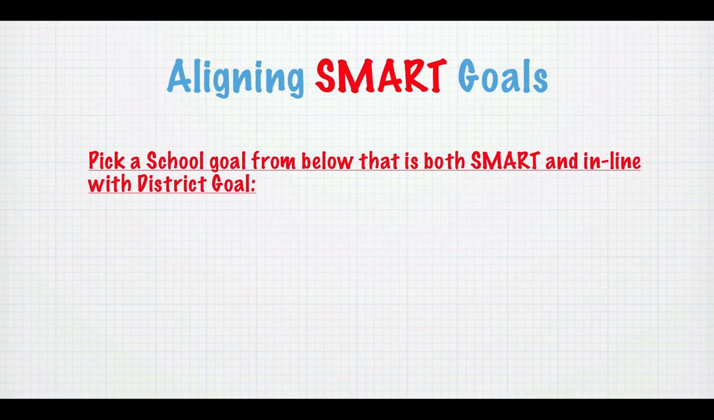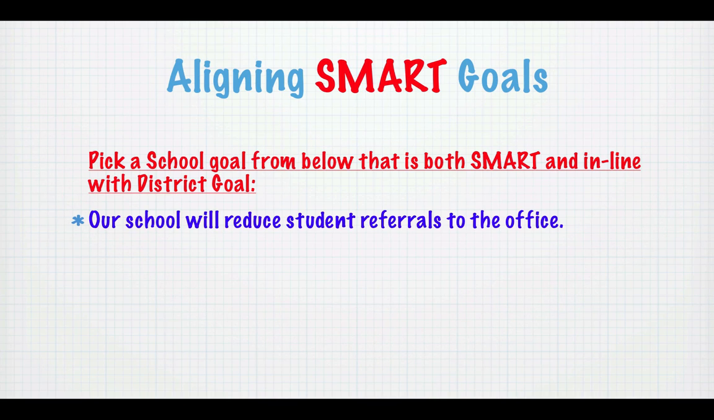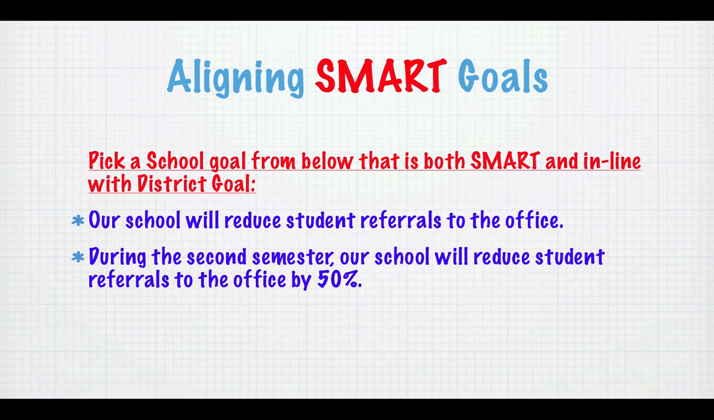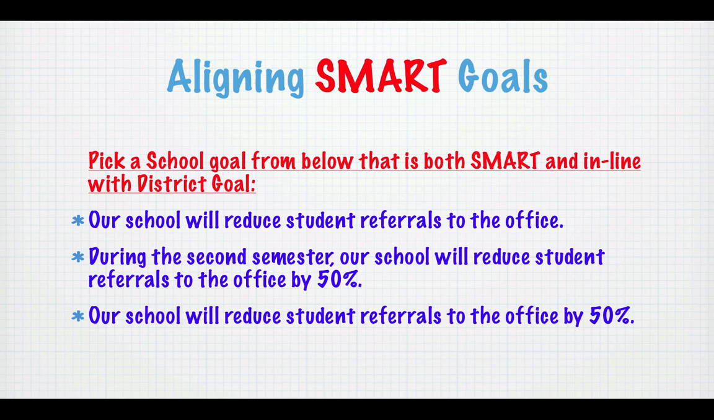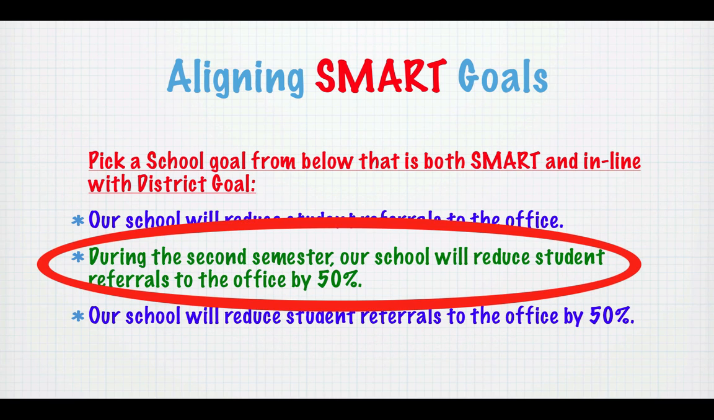Let's pick a school goal from below that is both SMART and in line with the previous district goal. The first goal is our school will reduce student referrals to the office. The second option is during the second semester, our school will reduce student referrals to the office by 50%. And the third option is our school will reduce student referrals to the office by 50%. Which one do you believe is both a SMART goal and in line with the previous district goal? I would select the second option. During the second semester, our school will reduce student referrals to the office by 50%. That sounds like a SMART goal.